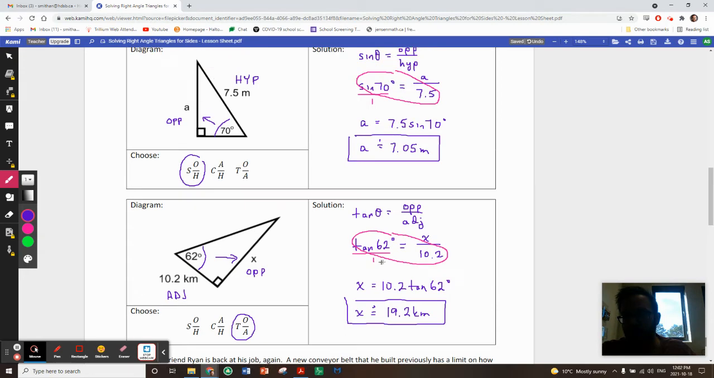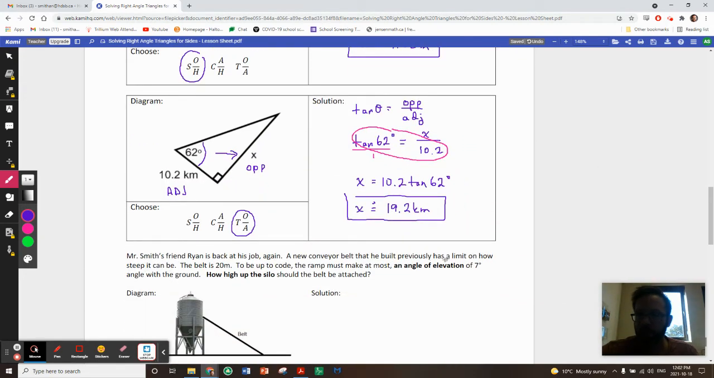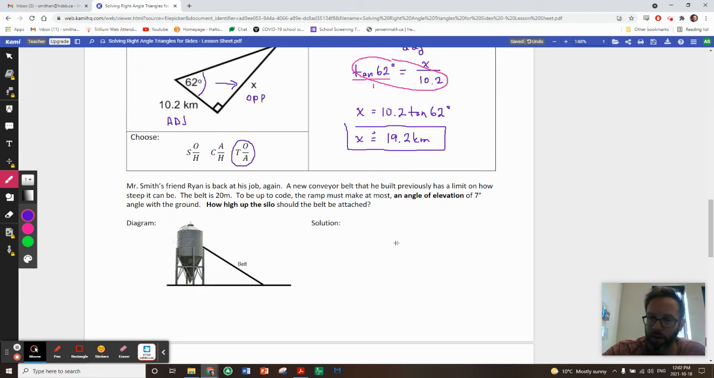So 3 examples in the books. We're going to do a few more together, maybe with an application focus, and talk about what it means to solve a triangle. But let's continue. And as usual, if you want to just plow ahead on your own, you're more than welcome to. This time, Ryan's back, and his new conveyor belt has a limit on how steep it can be.